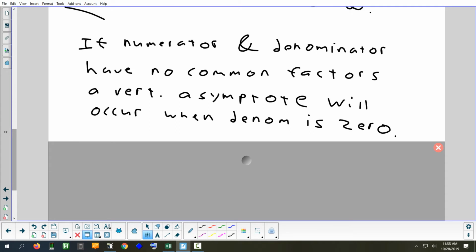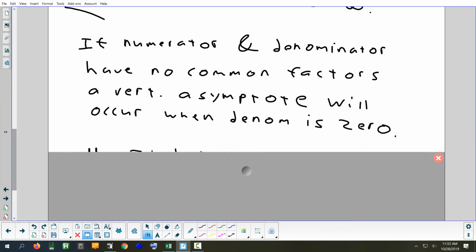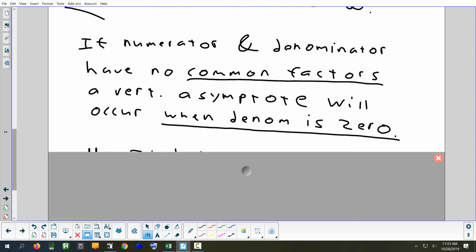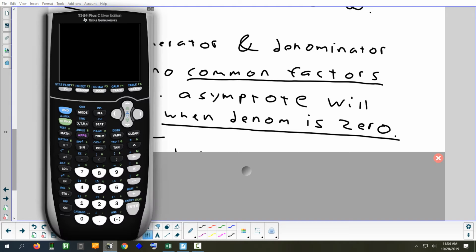If the numerator and denominator don't have any common factors, then the vertical asymptotes will be when the denominator is 0. Now that common factor thing is kind of important. Let's say you had (x minus 2)(x minus 3) over x plus 1. In that function I just wrote, can somebody tell me what value would make the denominator 0? Yep. -1.